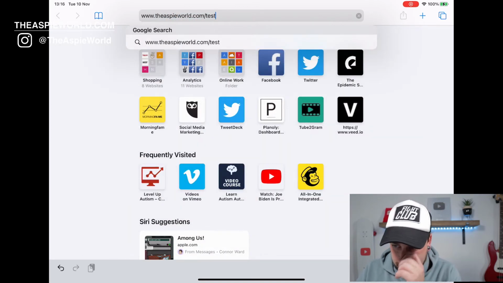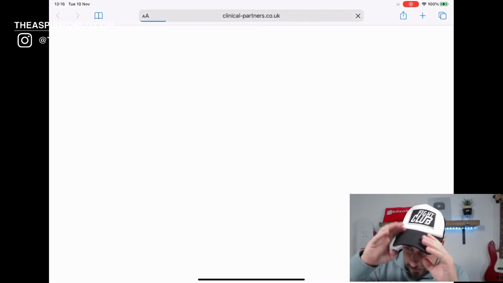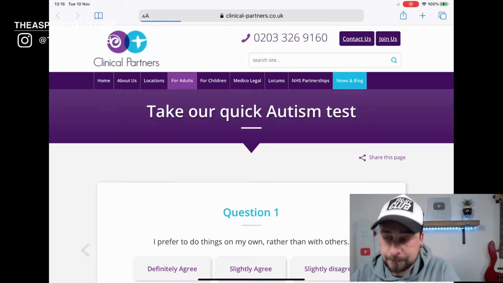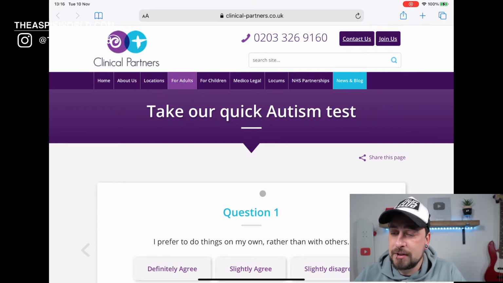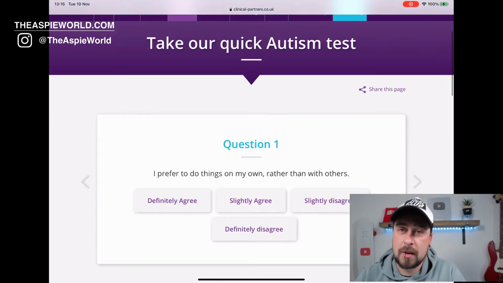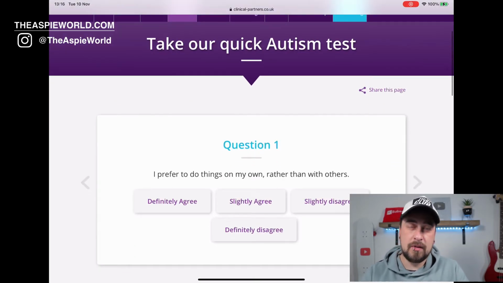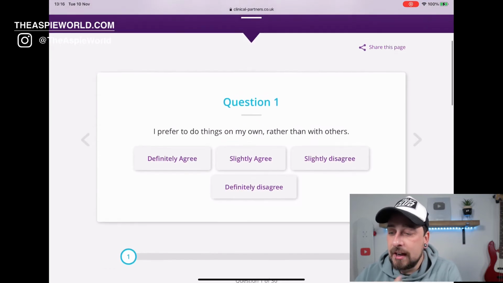Okay, so here we are, and we're going to go to www.theaspieworld.com/test and press enter, and this will take us through to the online test. So basically, there is a bunch of different ones you can take, and I think this is probably one of the better ones, and this is a way of you judging if you are on the autism spectrum or not. So let's go through it.